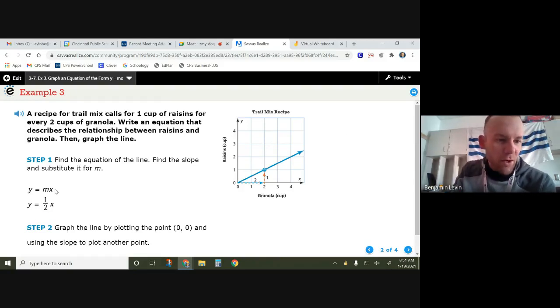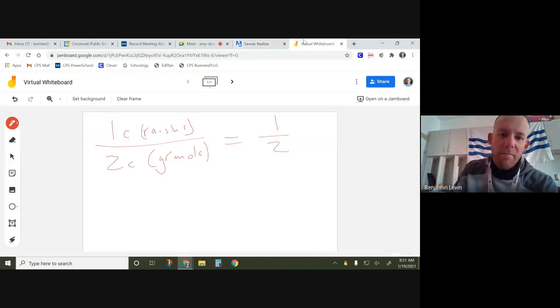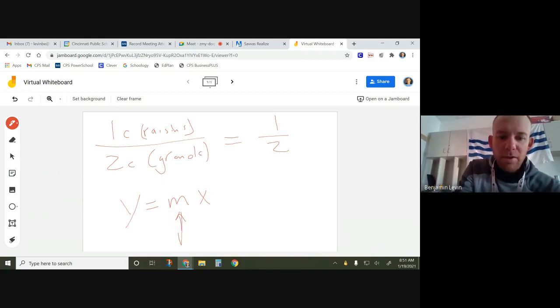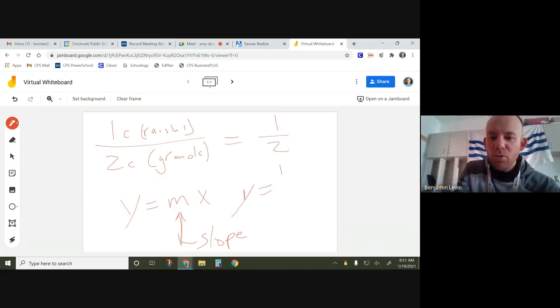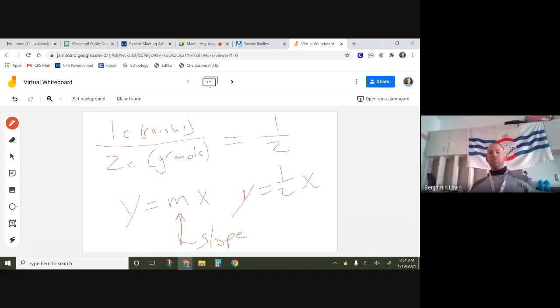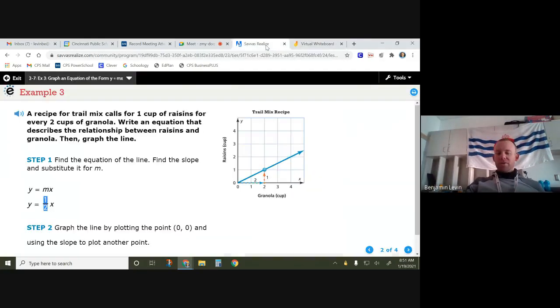So all they needed to do was take the y equals mx, that's our linear form, and substitute the slope, right? m is the slope. So y equals 1/2 x. That's it. y equals 1/2 x. We just wrote an equation that models this graph. And that literally means up 1/2, right? This means up 1/2, which is a point that's on the line.